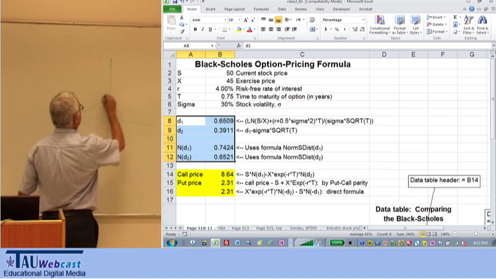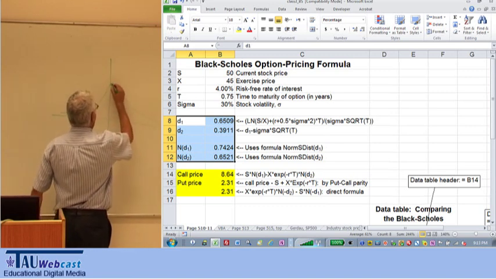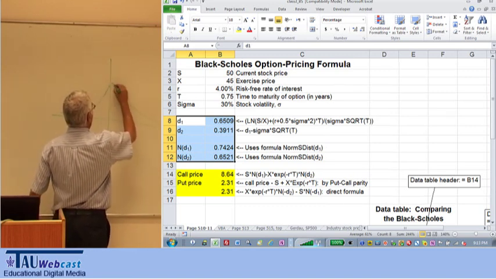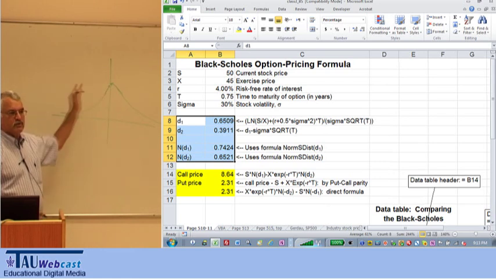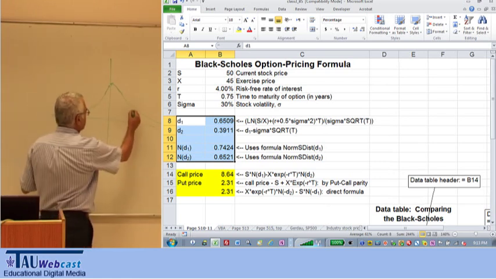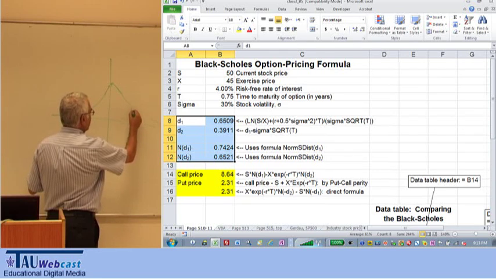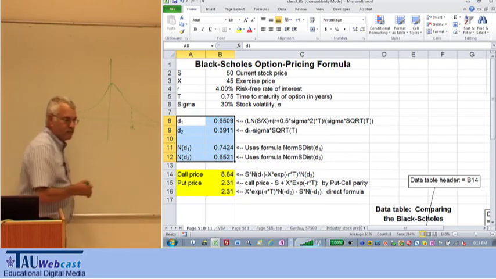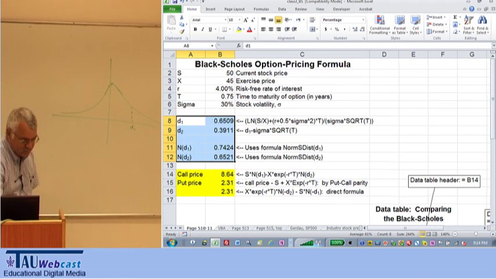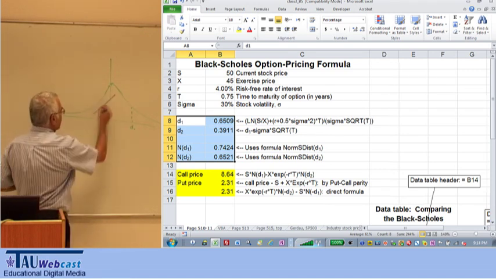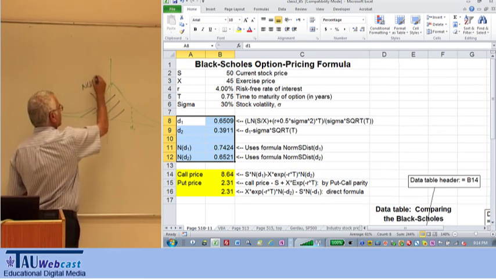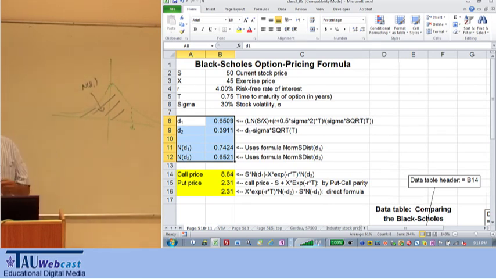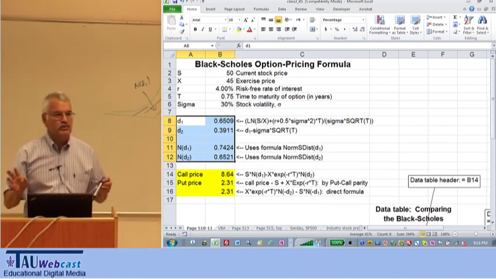So the standard normal distribution, this is supposed to go through the y-axis. The standard normal distribution is symmetric around the y-axis. And if this is D1, then this is N(D1). And Excel has a function that does this computation.